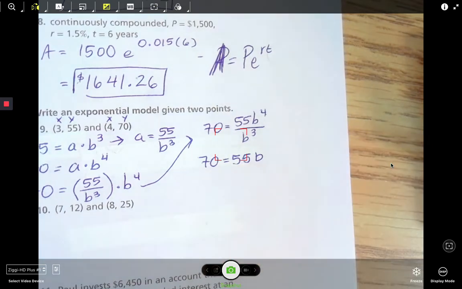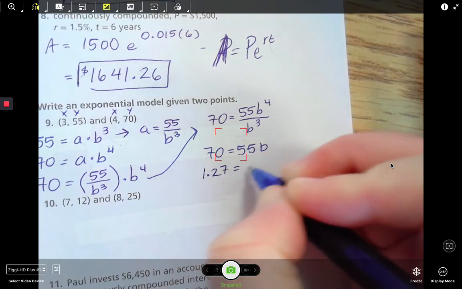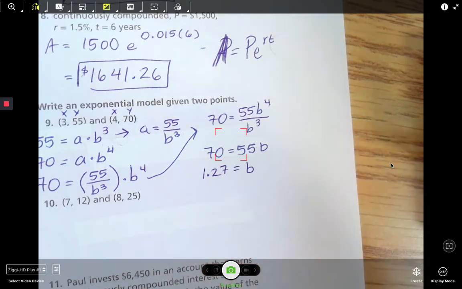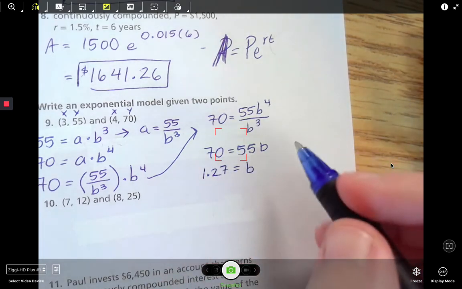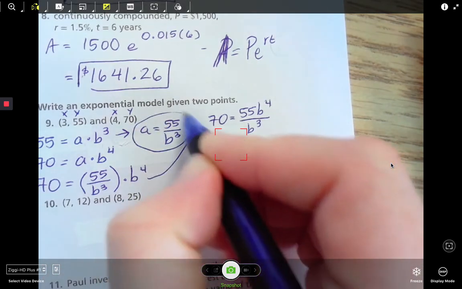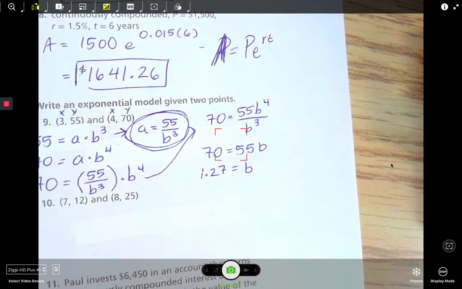So this becomes 70 is equal to 55b. Y'all know how to solve for b. We take 70, and I'm going to round to two decimal places, 70 divided by 55, and I get 1.27 equals b. Well, that's all fine and dandy, but I need to know what a equals. Do y'all see this that I'm about to plug into? I know what b is, don't I?